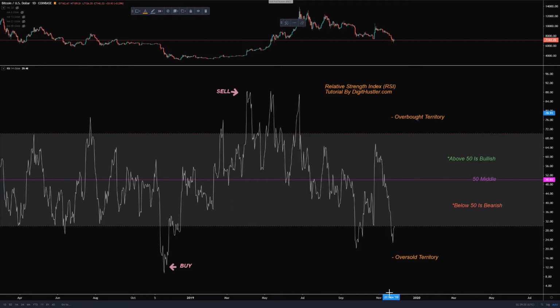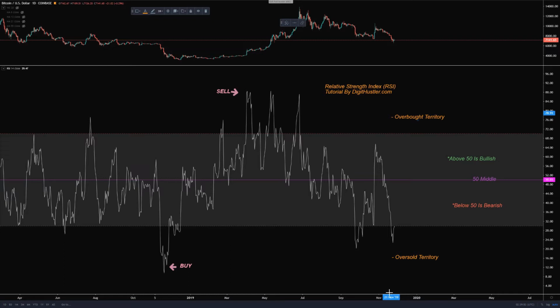In this video, we are going to be discussing the Relative Strength Index, also known as the RSI Indicator. Now, this indicator is a must-have for all traders. It is by far one of the most popular indicators, and when used in conjunction with other indicators, you could provide yourself a better aspect of what the market is doing.